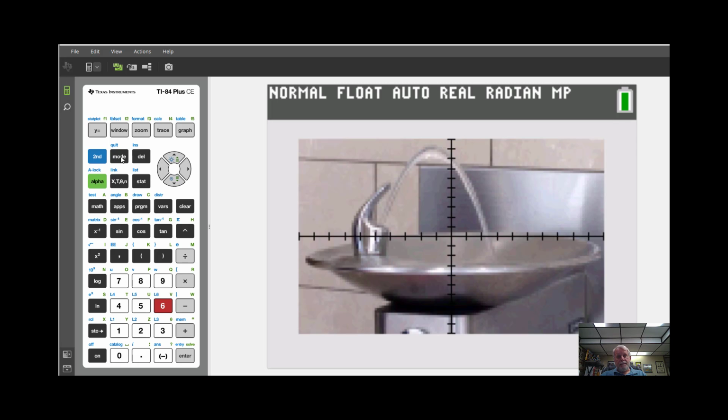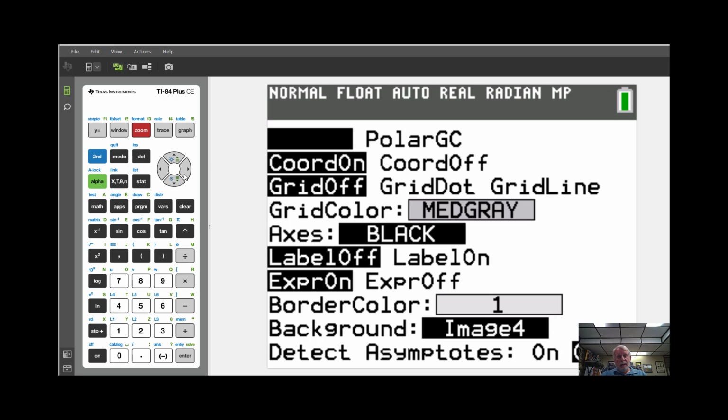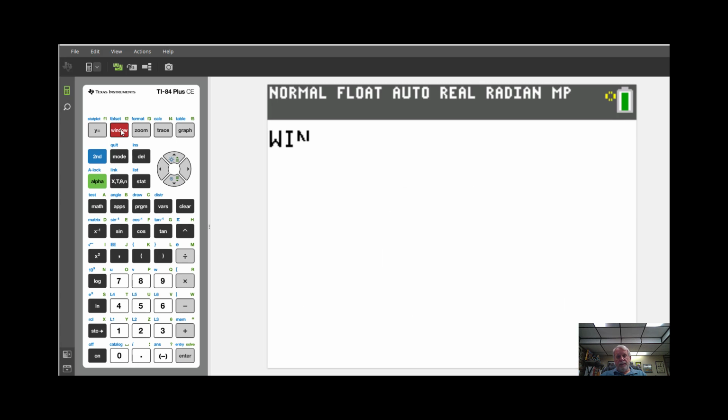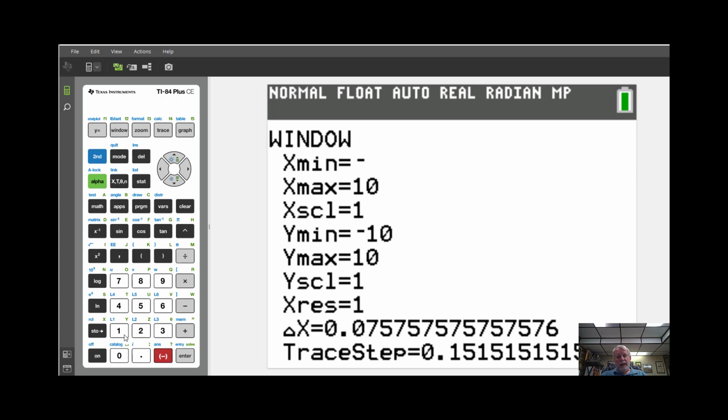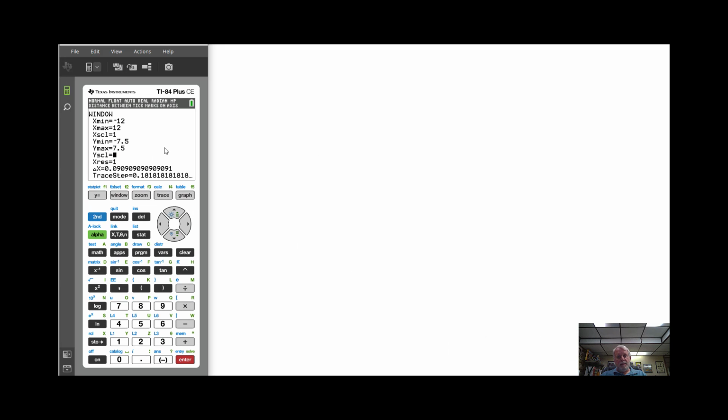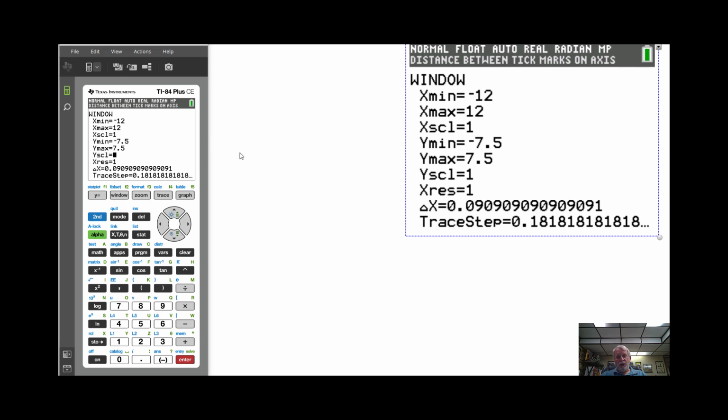So under second zoom, which is format, go down to grid off and over to grid line. Press enter. And then for window, the window that I like that's square, -12 to 12, in steps of 1, -7.5 to 7.5 in steps of 1. And again, this is just my preference. You don't have to use this, but it just does make for a nicer looking grid.